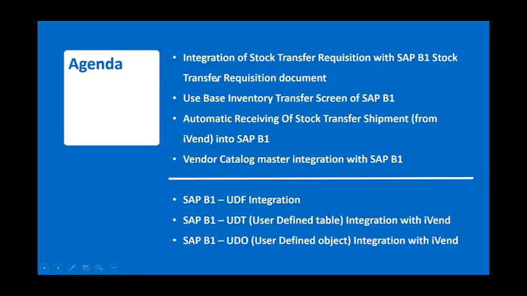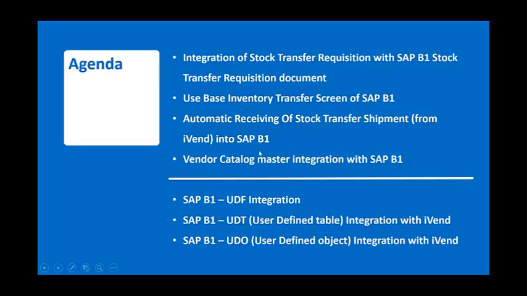As I was telling earlier, we have done away with the earlier screen that we used to have on stock transfer requisitions. What we are doing now is utilizing the SAP Business One base product screens for doing stock transfers, stock transfer requisitions and all that kind of stuff. And one other item is the integration of the catalog master from SAP into iVend Detail. This is a small thing, but I'll certainly talk about it.